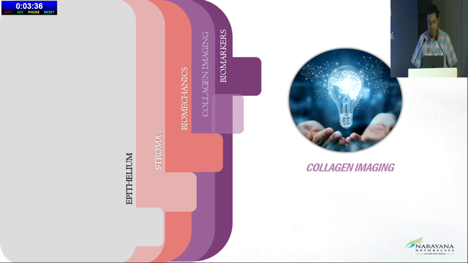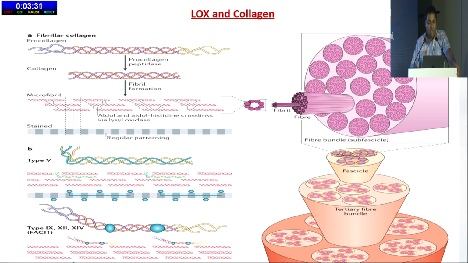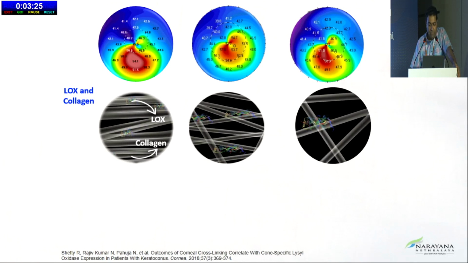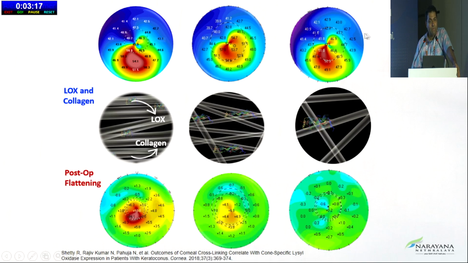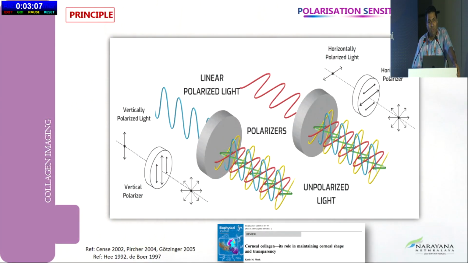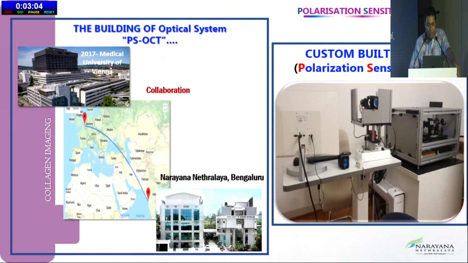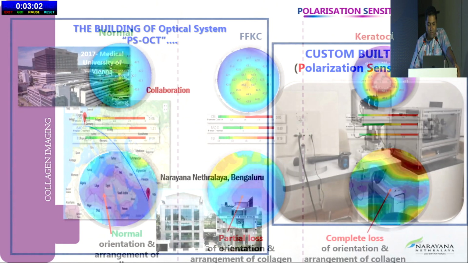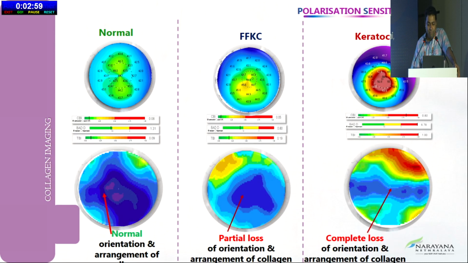We started working on collagen imaging from 2015 because we wanted to study the real factors which change in keratoconus. The collagen, your lysyl oxidase which holds it, because different corneas have different types of collagen, and your topography is not a factor to look at what kind of collagen you have. It uses polarization. Birefringence is the principle.